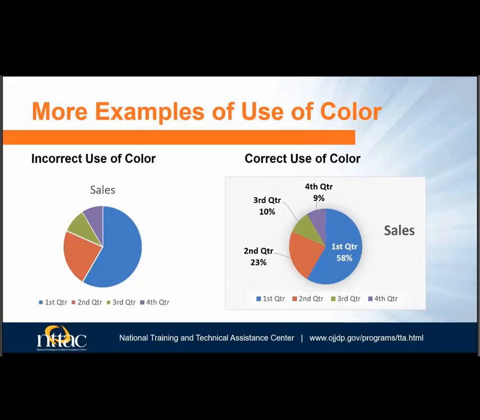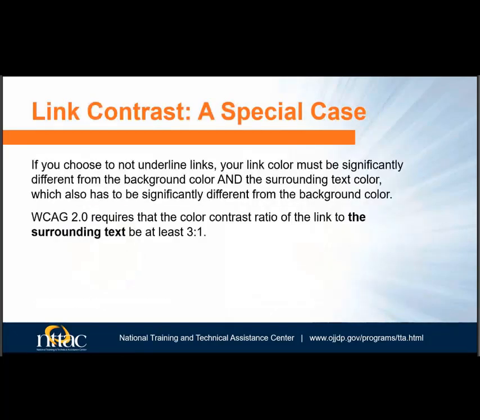Imagine if the chart on the left were printed in grayscale. You'd have trouble figuring out which quarter was which. The chart on the right would be no problem if the chart were printed in grayscale. Another example of using color alone to convey information is when links are presented in text without being underlined or have some other non-color designator. WCAG 2.0 requires that the color contrast ratio of the link to the surrounding text be at least 3:1.